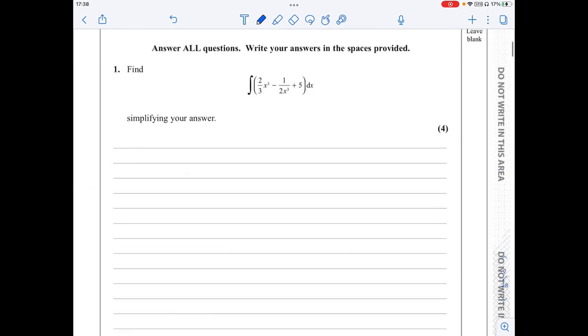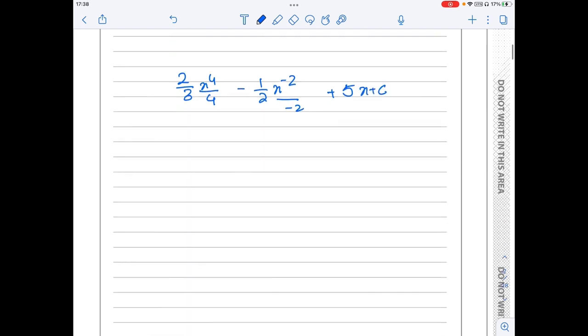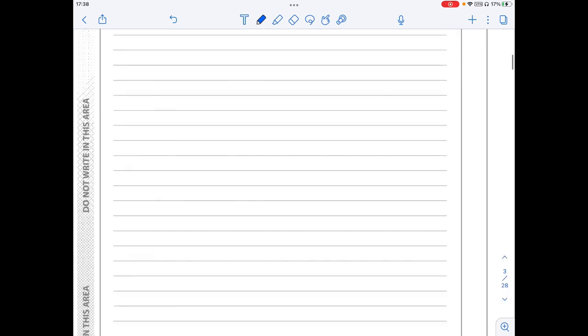So coming to the first question, integral. 2/3 integral of x³ dx minus 1/2 integral of x^(-3) dx plus 5 integral of 1 dx. So what does that become now? 2/3 x⁴/4 minus 1/2 x^(-2)/(-2) plus 5x plus c. So what does that become now? 1/6 x⁴ plus 1/4 x^(-2) plus 5x plus c. That's going to be the answer.